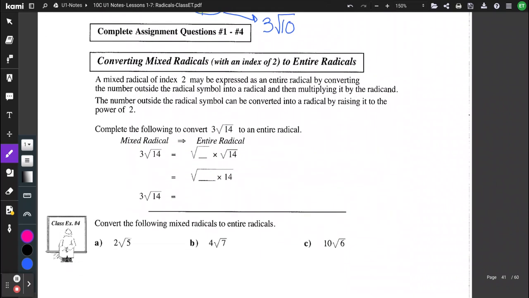This one wants to do the opposite. Now we're going to take the guys that are out front and we're going to put them underneath. Okay, so we're doing the opposite now. Now we're taking all of the numbers out front. We're making them go under.